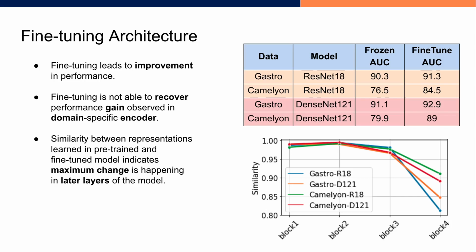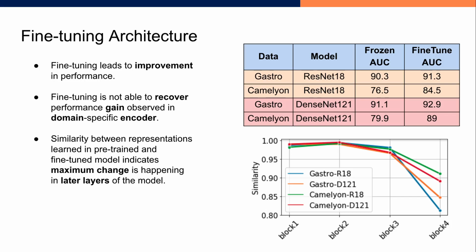For the gastro dataset, we could not recover the differences observed between ImageNet initialization and multitask learning initialization. We hypothesize this is happening because domain-specific encoders are superior for histopathologic classification tasks, and we require either patch-level annotation or a larger dataset for recovering these differences.